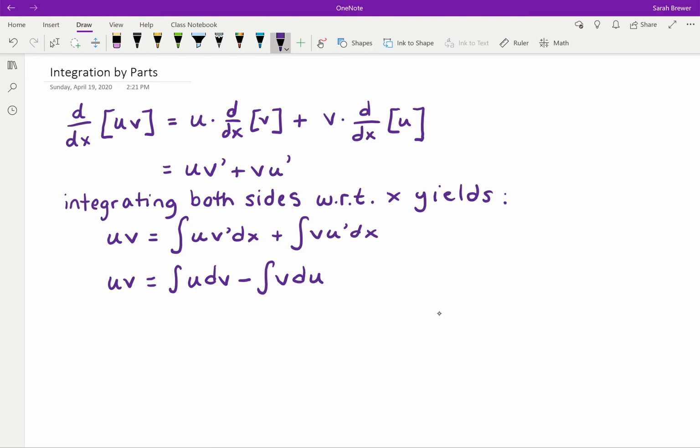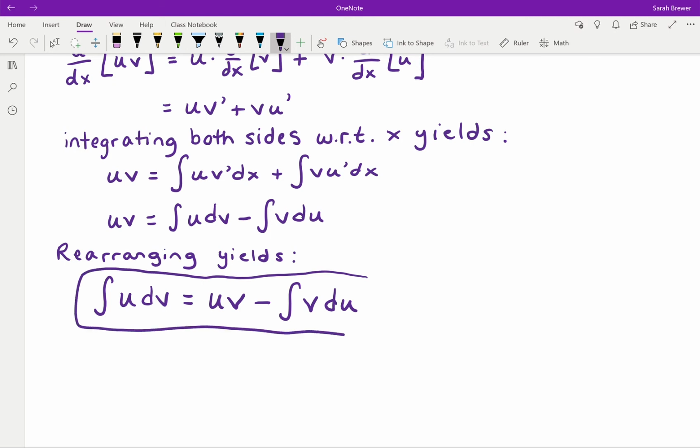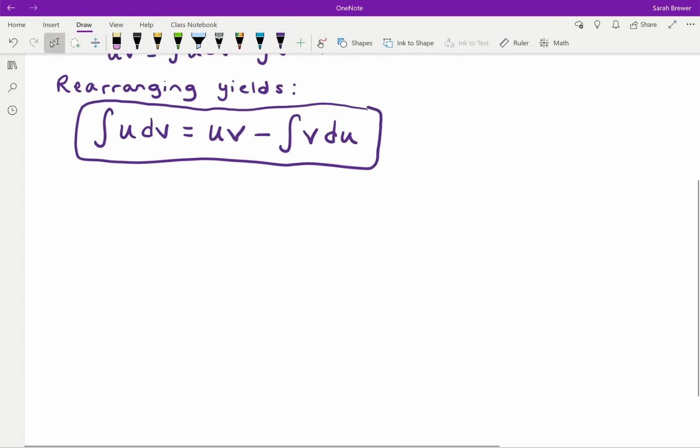And so all I'm going to do here is rearrange. I'm going to write this as the integral of u dv is equal to u times v minus the integral of v du. And this is the form that we normally think of as our formula for integration by parts. So let's take a look at an example.